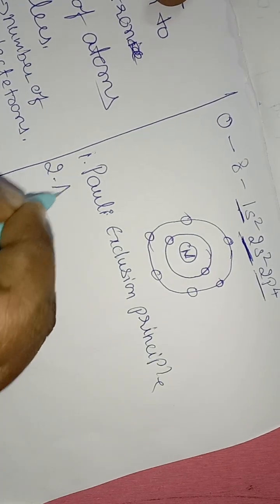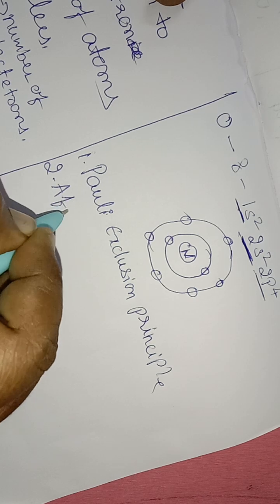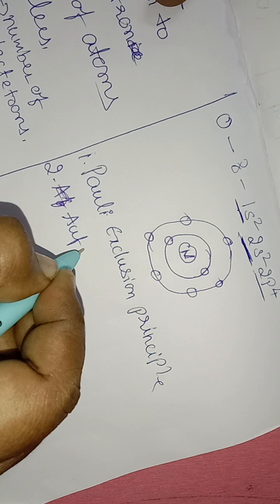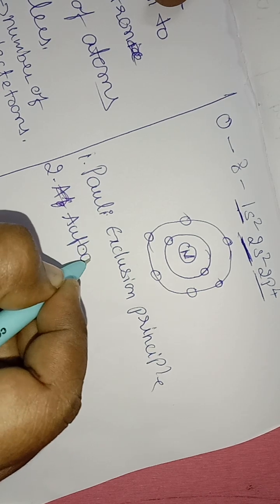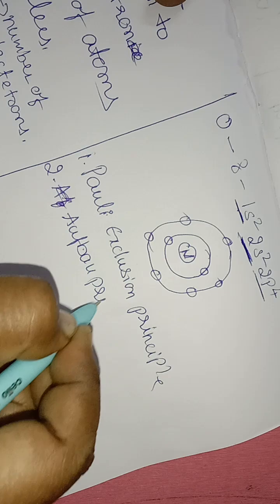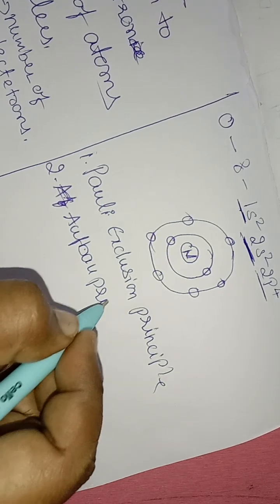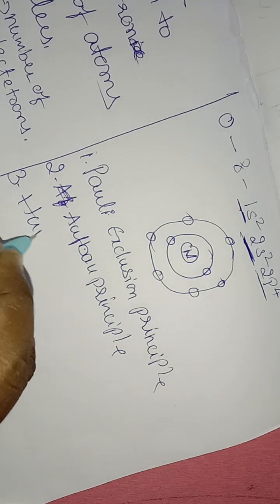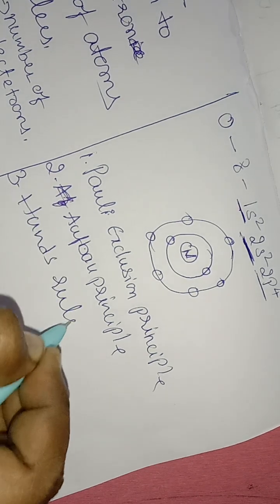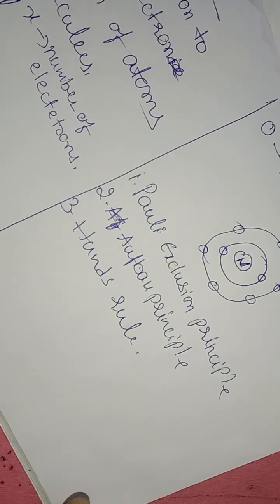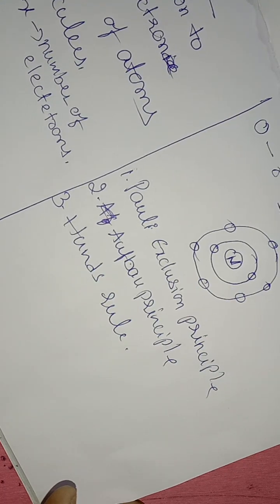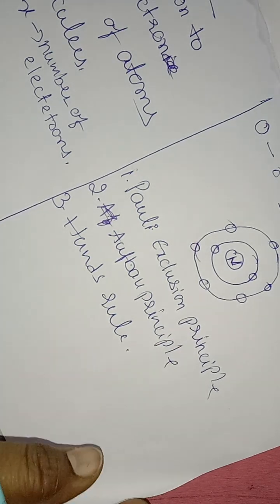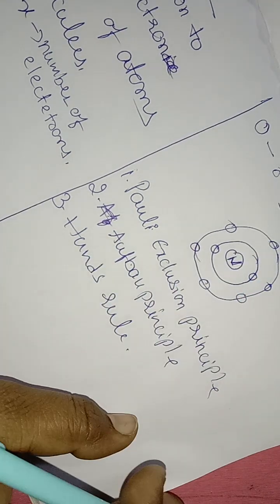Next, Aufbau. Third one, Hund's. Now we are going to discuss these 3 rules. Electronic configuration should follow these 3 rules, and only then is it correct. We will discuss on which basis the configuration is done.